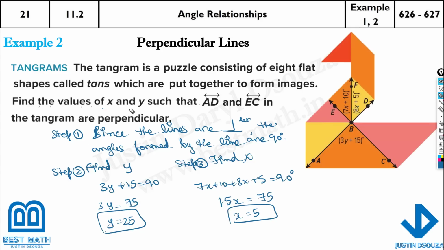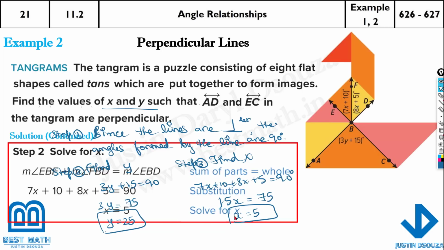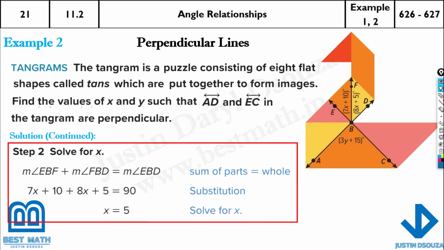And we have to just find x and y values. This is it, 3 steps. First step, since the lines are perpendicular, the angles formed by the lines are 90 degrees. Find y. y is 25 degrees, x is 5 degrees. So that's it. It's in degrees, just make sure you write the units. But we are finding the values of x. It's not in degrees. Sorry, the total final output will be the degrees. You just write 25, it's enough. First one was 25, next one was 5, as you can see here.